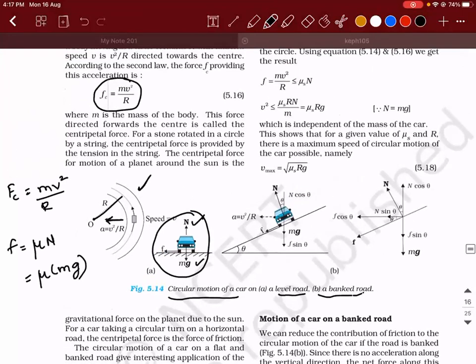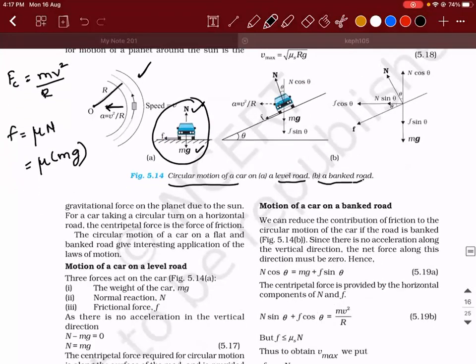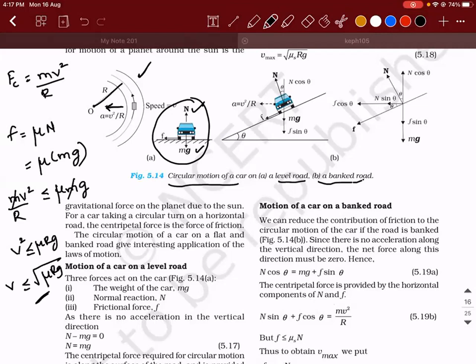Then what we can say is mv square by r should be such that it is less than or equal to mu mg. This is called the limiting value. Limiting means the maximum value. So m and m will get cancelled. v square should be less than or equal to mu rg, and v should be less than or equal to root of mu rg.